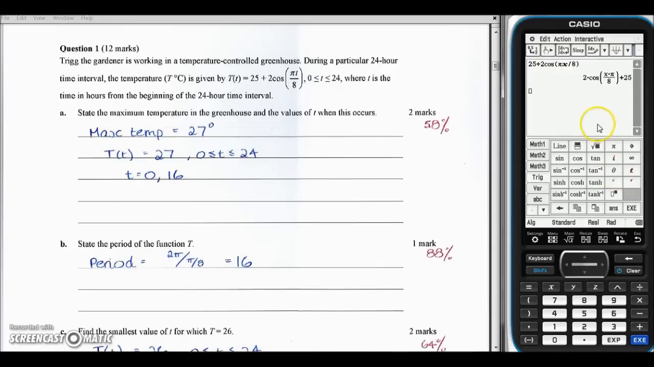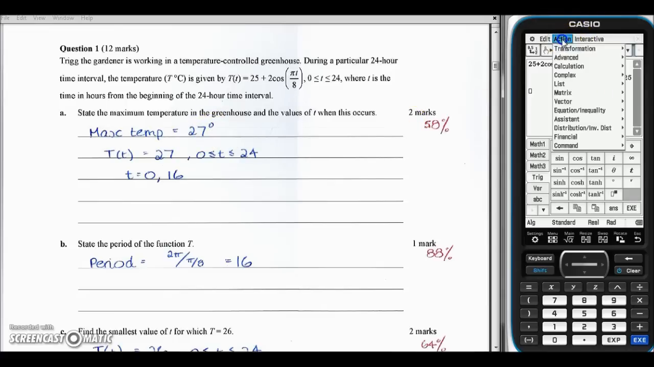Now, we won't define the function. I think we'll save that for a question a bit later on. I don't think we really need to for this problem because we only use it a couple of times. So we want to find the maximum temperature and when it occurs. If you know your cos functions, you should be able to tell that that's going to go between 27 and 23. So the maximum temp's 27.